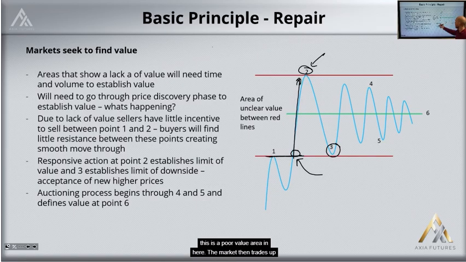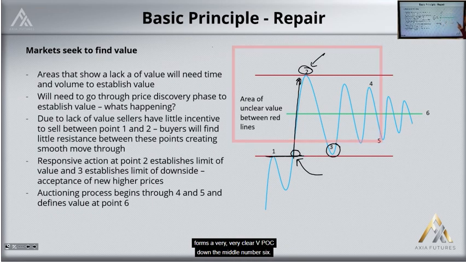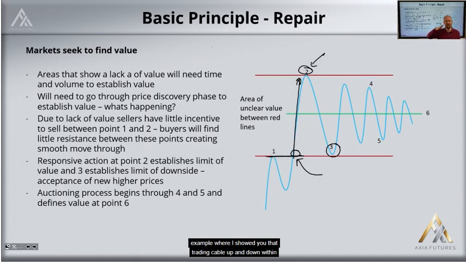So imagine this is a poor value area in here. The market then trades up, finds sellers at the top, back down we find buyers at the bottom, and as trade goes onwards, the auctioning process begins, which drives the market tighter and tighter and tighter and forms a very, very clear VPOC down the middle, number 6. That's essentially what was happening in that previous example where I showed you that trading cable up and down within the wide value area. So that's the idea of repair.